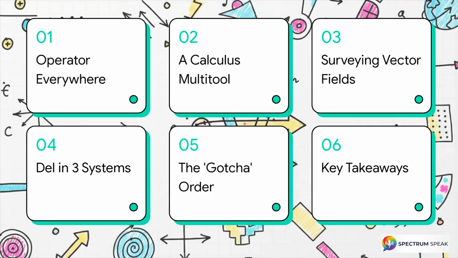So, here's our game plan. We'll start with why this operator is so important in the first place. Then, we'll introduce this really powerful analogy to help you master it. We're going to cover its three main jobs, look at the math in different coordinate systems, and I'll even point out a really common mistake. And of course, we'll wrap up with your key takeaways.